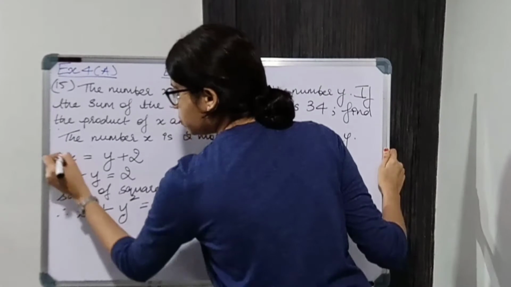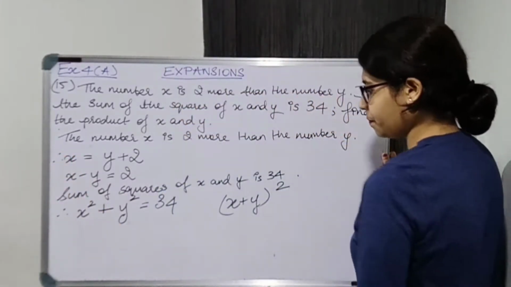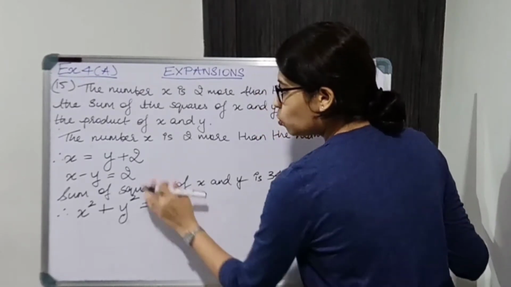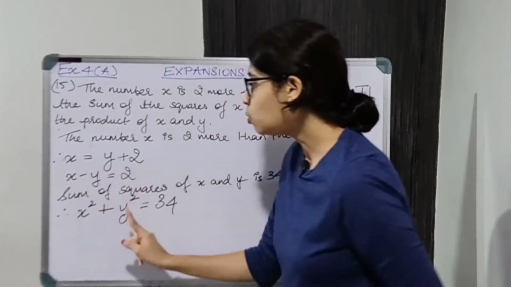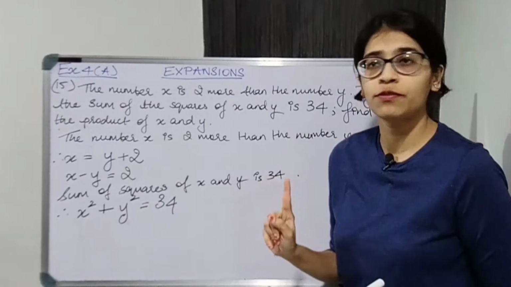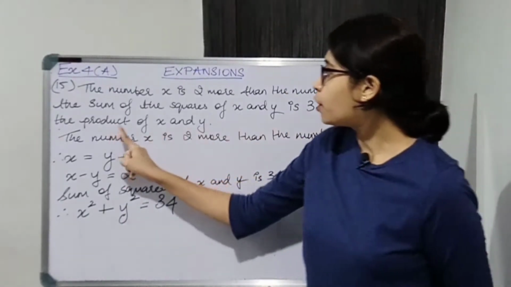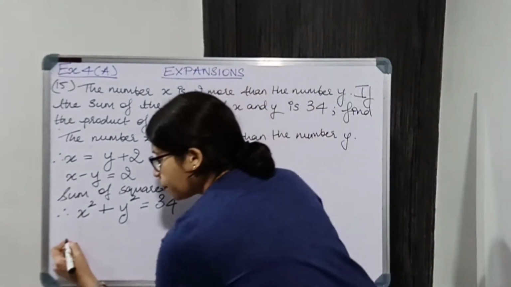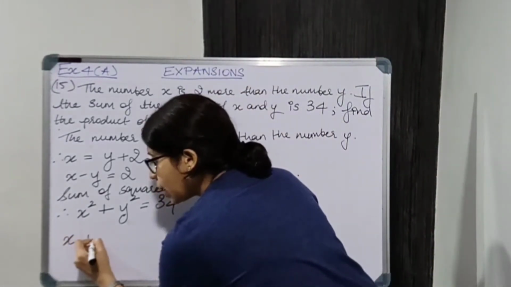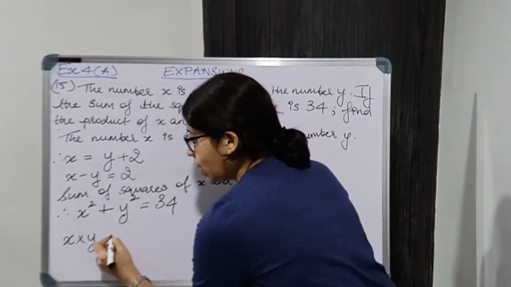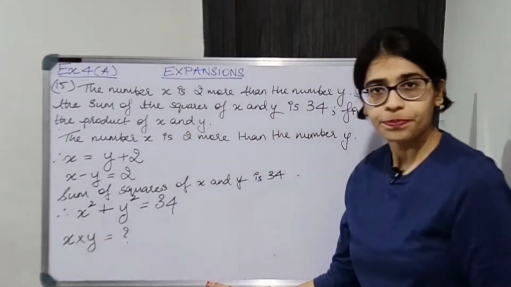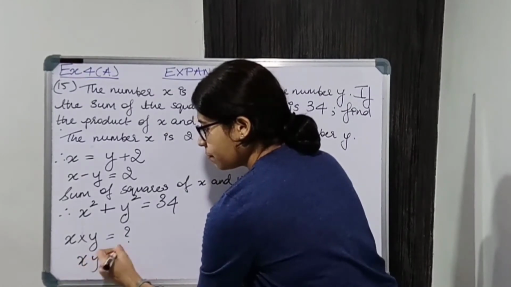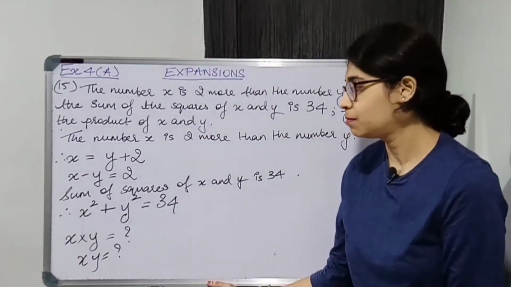So therefore, alright. So we got two things over here. One is x minus y equal to 2 and x square plus y square equal to 34. Find the product of x and y. We have to find product of x and y, that is x into y. Okay, so basically we have to find x, y.